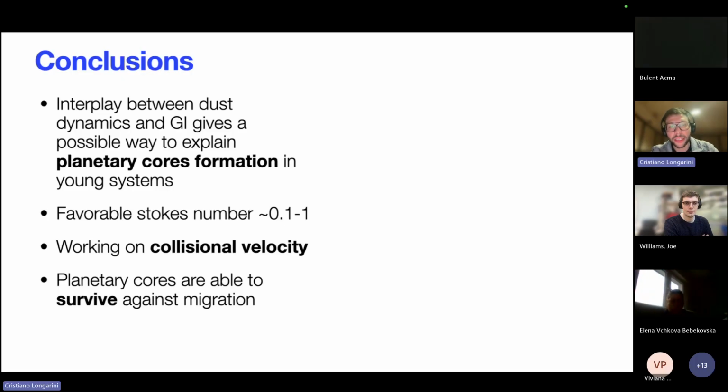And we also show that in a region of our parameter space, these planetary cores are able to survive against migration. And yeah, thank you very much for your attention. I'm really happy to take questions. Thank you.